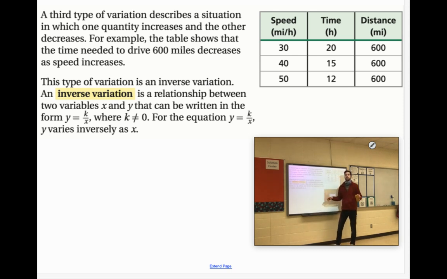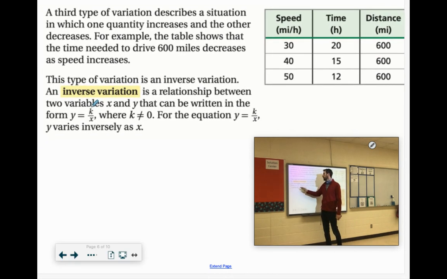Another type of variation is inverse variation. It's as one quantity goes up, the other one goes down. So maybe like the more time you spend studying for your math test, the fewer problems you'll get wrong, right? That's inverse variation. So direct variation was y equals kx. Inverse variation is y equals k over x. So it's k divided by x.